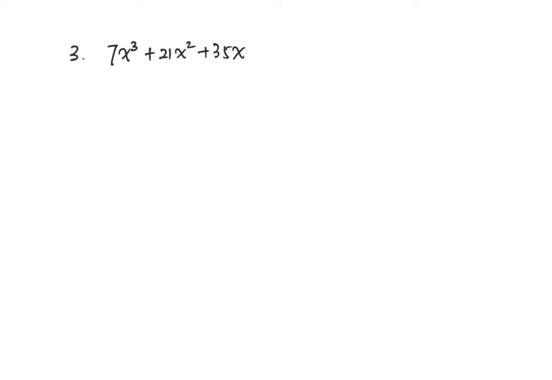7x to the power 3 plus 21x to the power 2 plus 35x. For the numbers, we can do short division to get the common factor, the highest common factor, HCF. Okay, so 7, 21, 35. All these 3 numbers are multiples of 7. So you can take out 7.